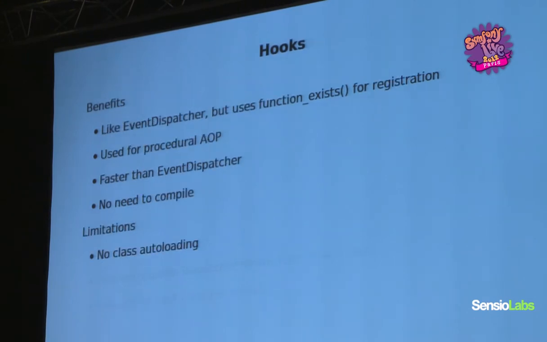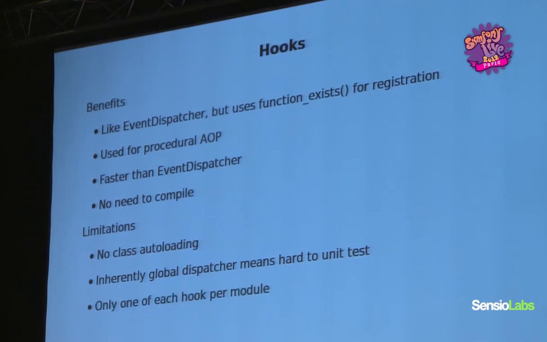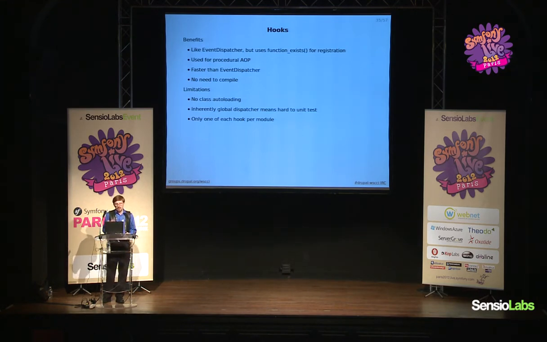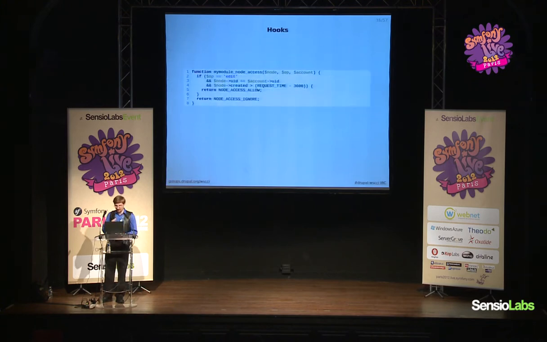On the other hand, we're not using classes, so you get no auto-loading, which means you have to have all the code loaded in advance, which is not that bad if you've got APC, but is terrible if you don't, as we've scaled larger. It is a global dispatcher, which means unit testing is quite difficult. And each module, just because of the way they're implemented, can only implement one of each hook. So in Symfony with Event Dispatcher, one bundle can attach to the same events 2, 3, 4, 12 times if it wants to. In Drupal, that's not the case.